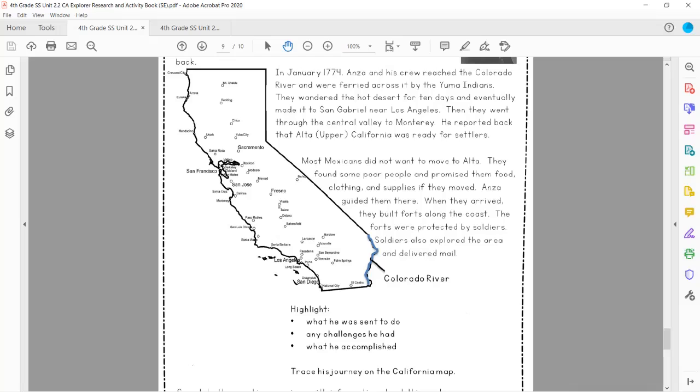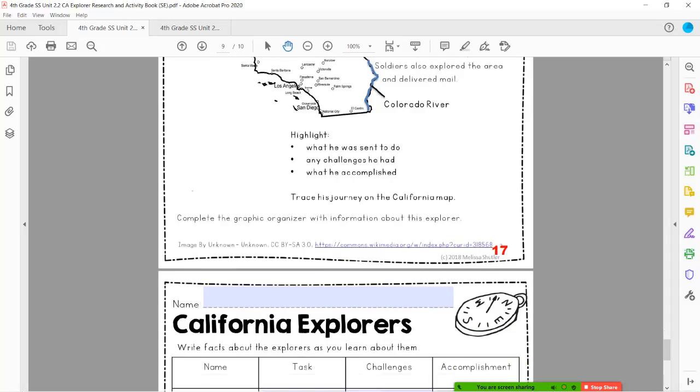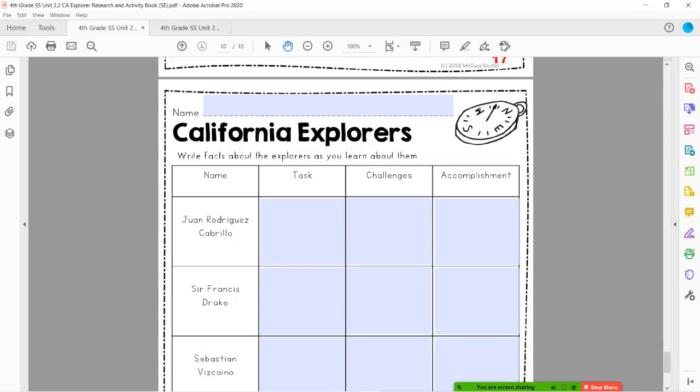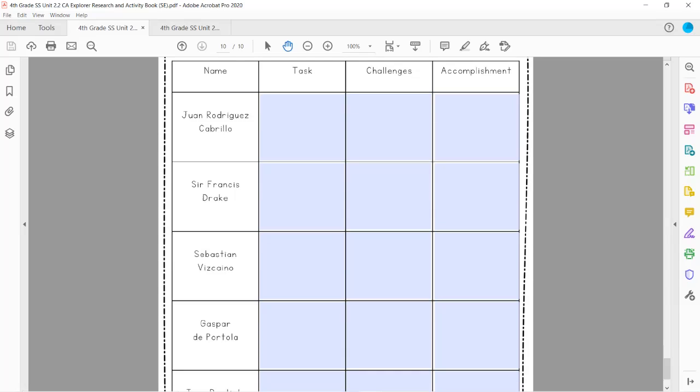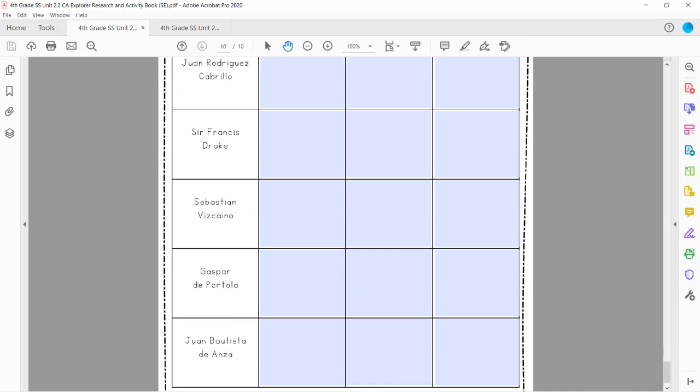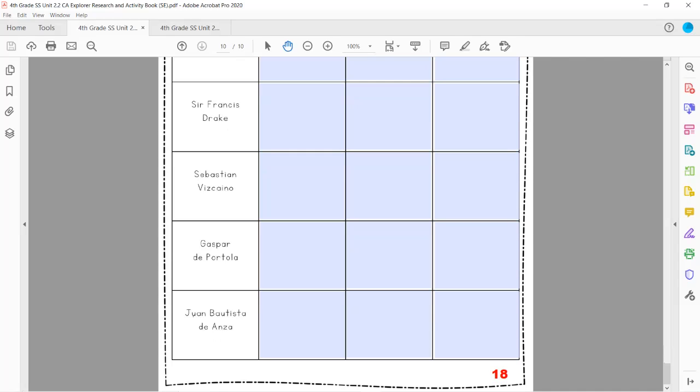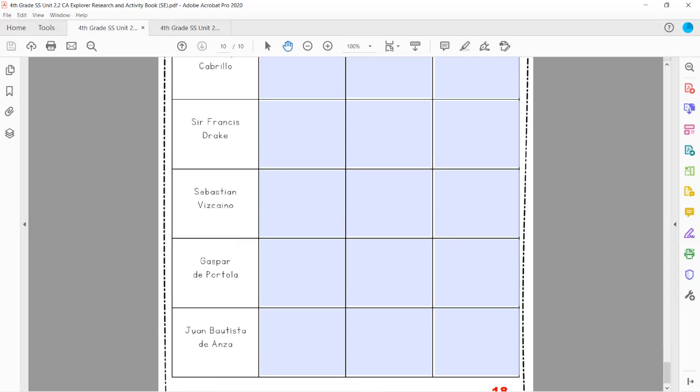So, highlight again what De Anza was sent to do, the challenges that he faced, and his accomplishments. Trace his journey. The Colorado River is right here in blue, so that's a good hint for you for how they were traveling through California. And again, fill in the graphic organizer. So by the time you get to the end of this booklet and you've read about all of the explorers, you would have highlighted or underlined all the information that would go into this graphic organizer. Please make sure that your answers are detailed and well thought out.